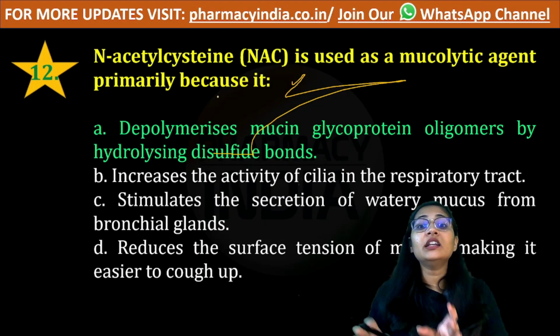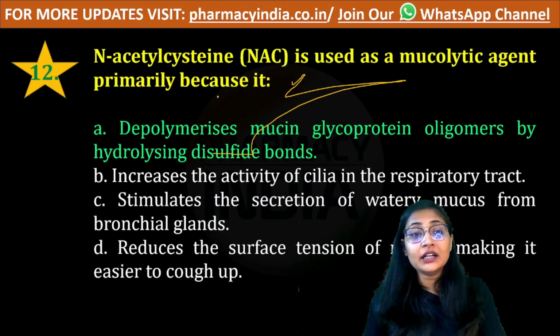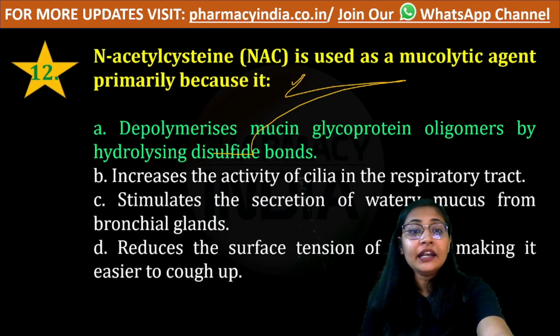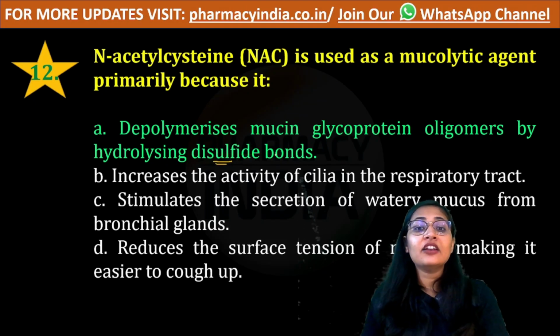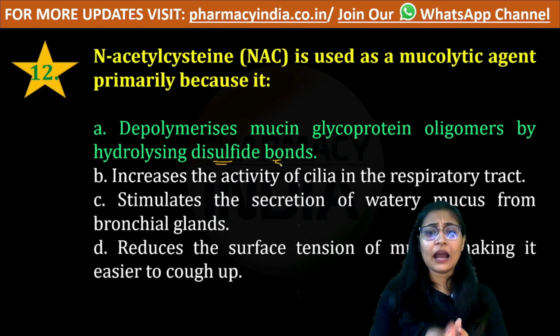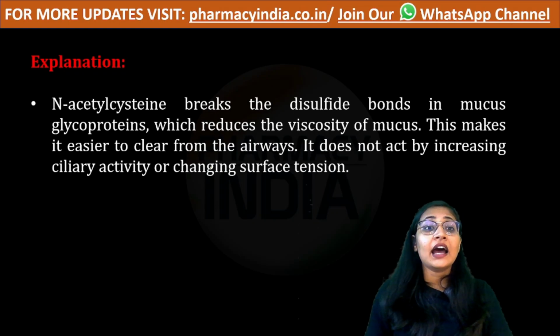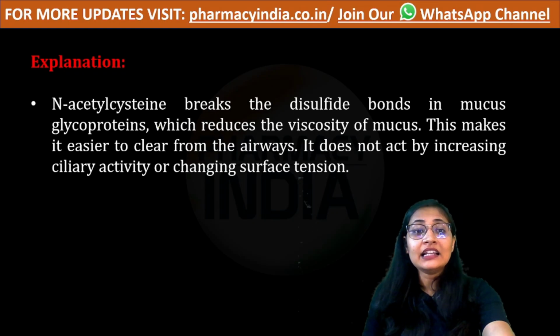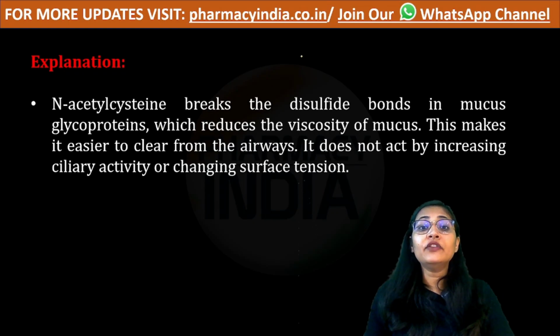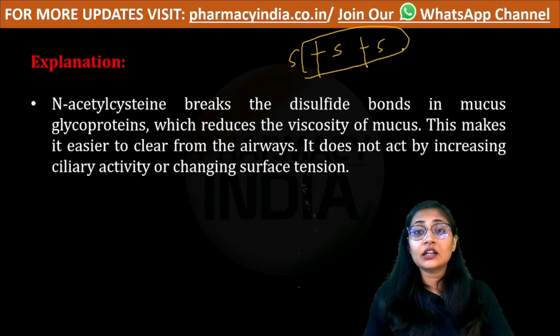Depolymerizes mucin glycoprotein oligomers by hydrolyzing disulfide bond. What happens? This N-acetylcysteine, what will it do? It will break the disulfide bond. These disulfide bonds, it would break in the mucus glycoprotein.